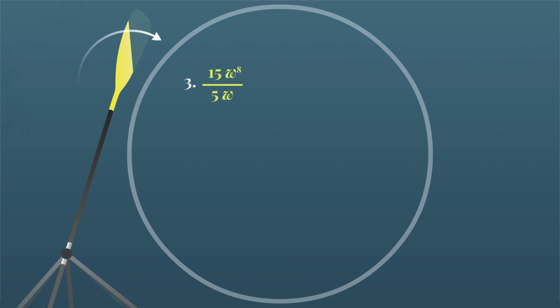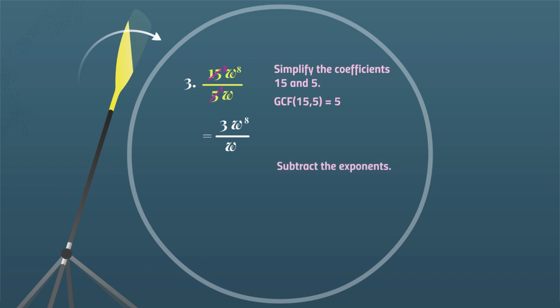Next, we have 15w raised to the 8 over 5w. In order to save some work, let's simplify the coefficients 15 and 5 before dividing the powers. Using the GCF of 15 and 5, which is 5, the coefficients will become 3 and 1. Then the expression is now 3w raised to the 8 over w. Now that the expression is simplified, we can proceed to the next step, which is subtracting the exponents. 8 minus 1 is 7. So the answer is 3w raised to the 7. And that's it. That is the final answer. Thus, 15w raised to the 8 over 5w is 3w raised to the 7.